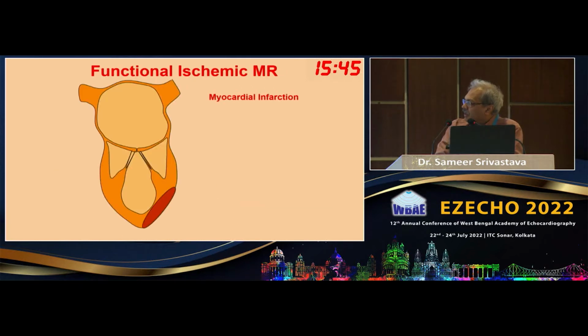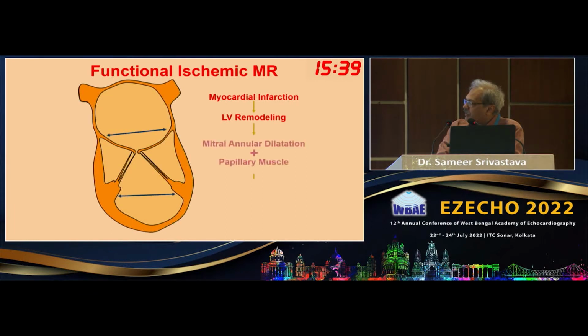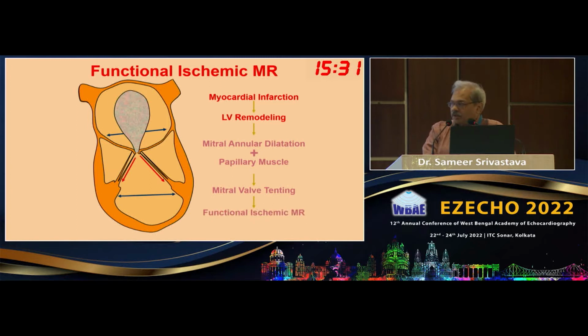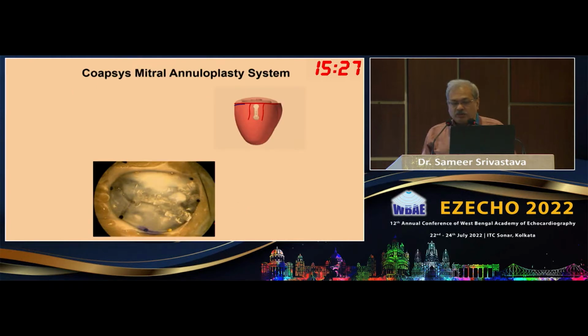This is myocardial infarction, LV keeps on increasing again and again. There is a papillary muscle which keeps distending sideways, pull of the chordae. There is annular dilatation, papillary muscles lead to mitral valve tenting, and there is a central mitral regurgitation jet leading to functional ischemic MR. Now, people started playing with this because they thought that it was not the LV dysfunction, but mitral regurgitation which was killing.